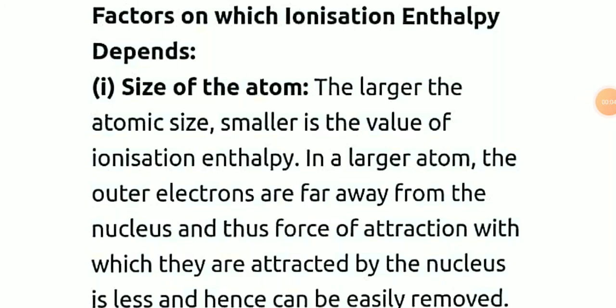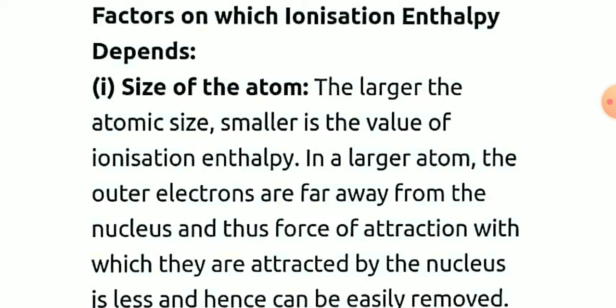This is my third video on the third chapter of class 11 chemistry. The topic is general classification of elements and periodic table. In the last video, I discussed periodic property, ionization energy, and today first I'll discuss factors affecting ionization enthalpy or ionization energy and other periodic properties. So first, factors on which ionization energy depends.